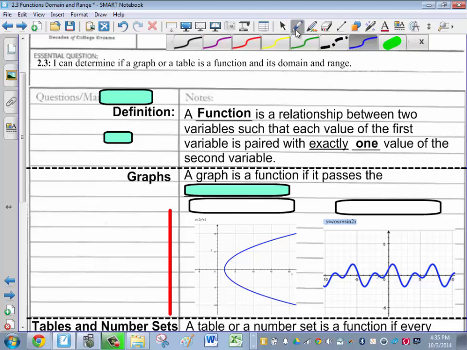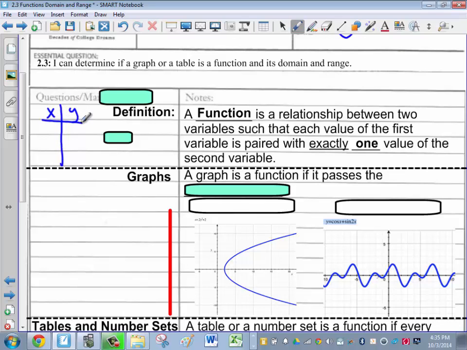So if I have an x and a y column, this is my first variable, my x column, between two variables, such that each value of the first variable, the x variable, has exactly one value of the second variable. So if I had 1, 1, 0 for this, and I have a 2 here, and a 3 here, and a 4 here, I have 1 paired up with the 2, but I have 1 paired up with 3 as well, so that would make it not a function. So this won't be a function, but this would have to be like maybe a 2 here to make it a function.